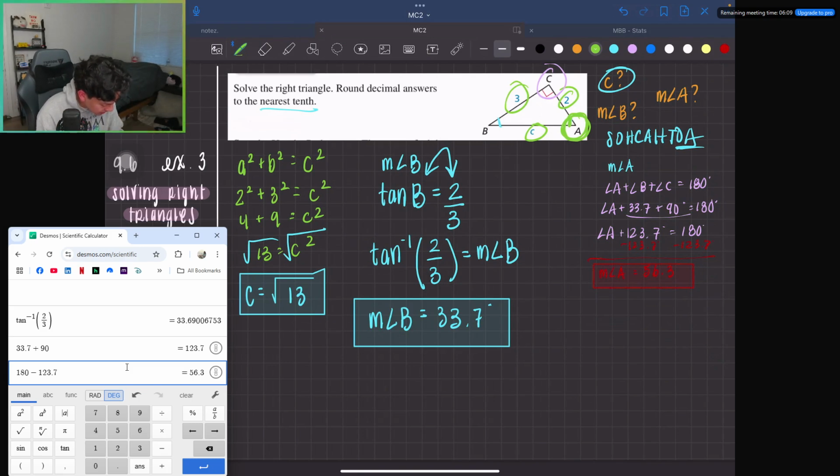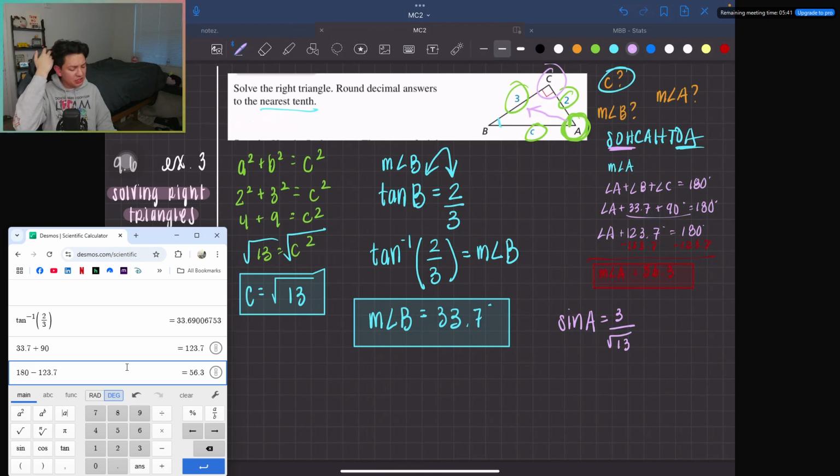The sine of A equals, so what is it going to be? Sine is opposite over hypotenuse. Okay, so our opposite of angle A is 3. And then what is our hypotenuse? It is root 13. And that's why it's important to do the root 13. Yes, we could simplify this, but I'm just going to leave it like this because we're going to pop it into a calculator anyway.